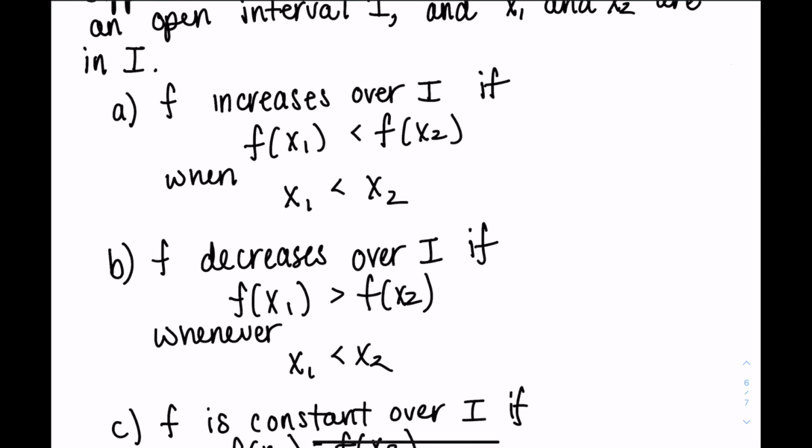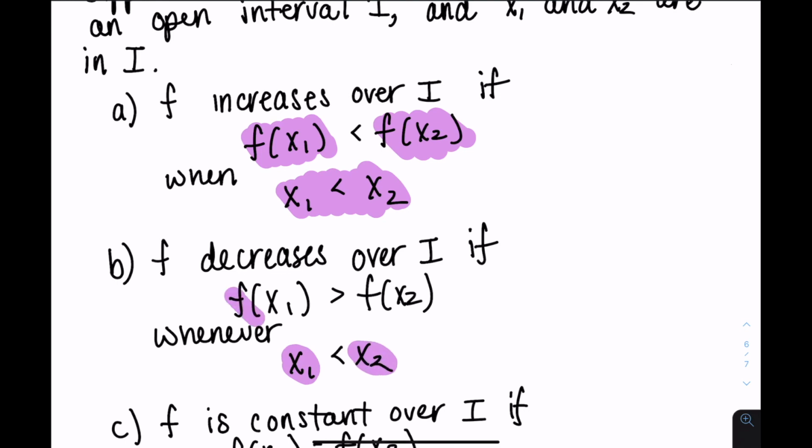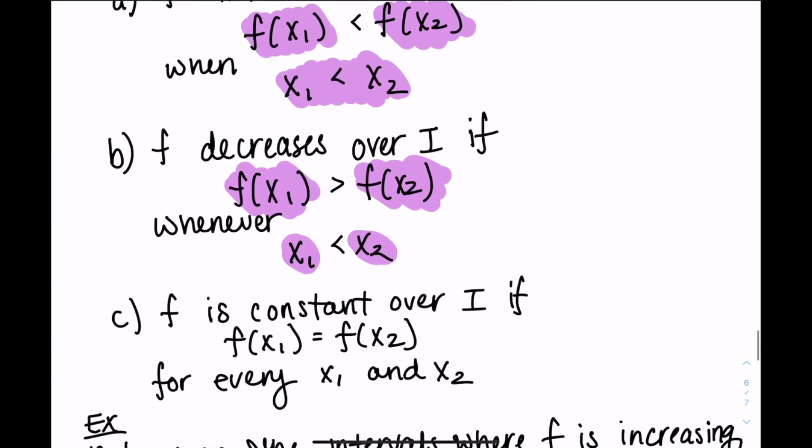The formal definition we have for increasing over an interval is that when one x value is smaller than another, the y value corresponding to each of those follows the same inequality. So the smaller x value has the smaller y value. For decreasing, when x1 is less than x2, the function values corresponding to that flip. So the function value corresponding to the smaller x value is larger than the other. For constant, it doesn't matter what two x values you pick, they're going to have exactly the same y value.